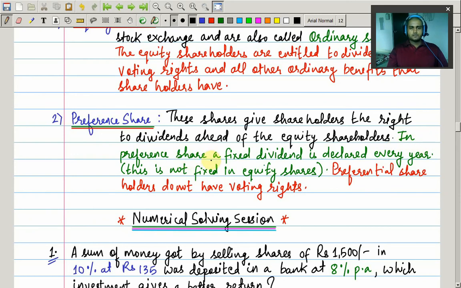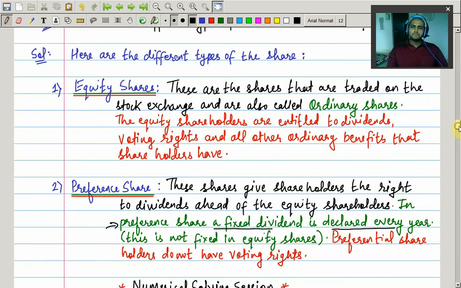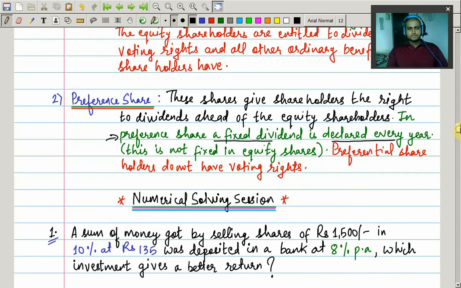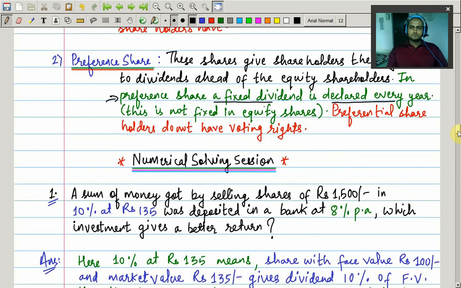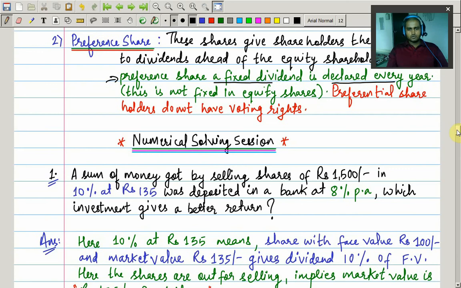In preference shares, a fixed dividend is declared every year. This is not fixed in equity shares. So if the company is in loss, anyhow the company has to give that fixed amount of dividend to preference shareholders. And it could happen that if the company is in loss, equity shareholders will not be given dividend. But for preference shareholders, they have to give. Preference shareholders do not have voting rights.